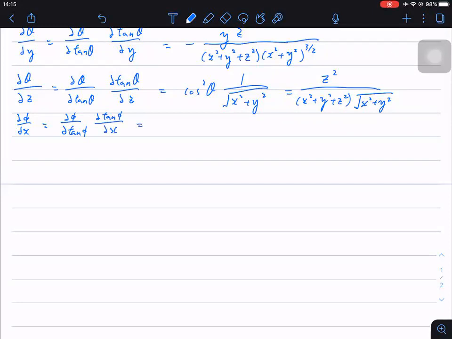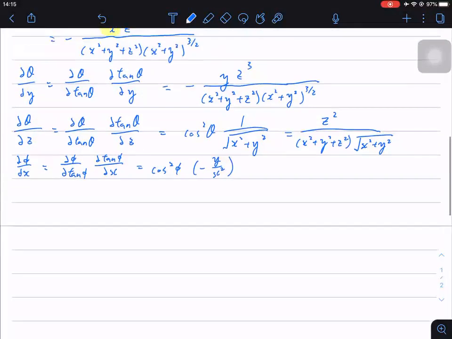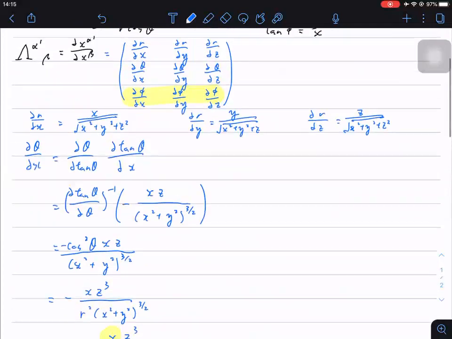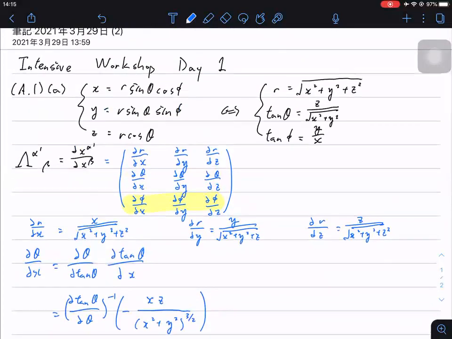So tangent phi equals y over x. So we have minus y over x squared for the latter part, and again cosine square phi for the first part. Okay, so what is cosine square phi? Cosine square phi is basically, well, here. It's quite messy to write down in terms of x and y.